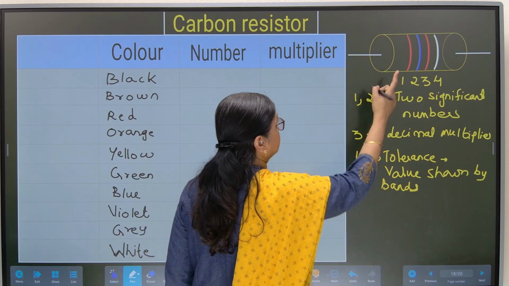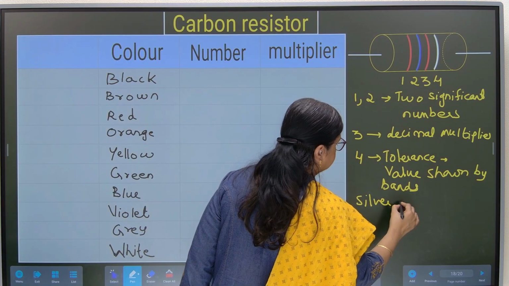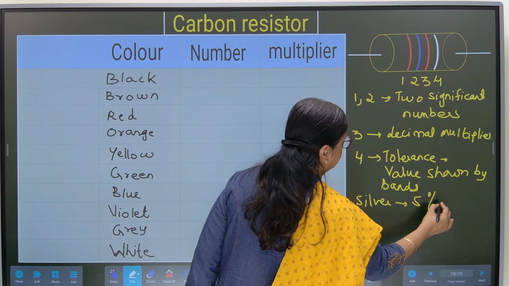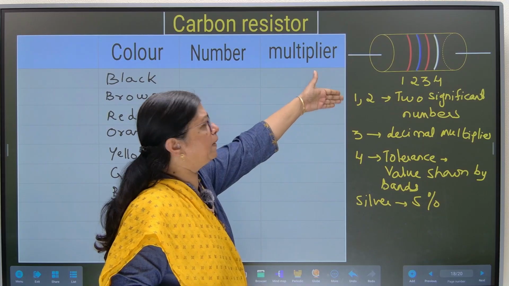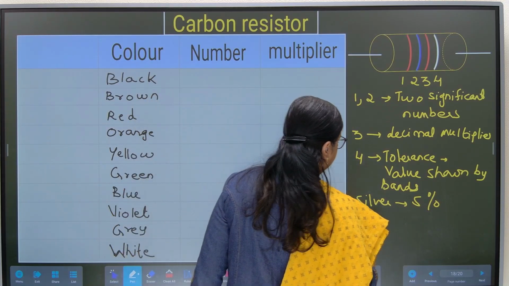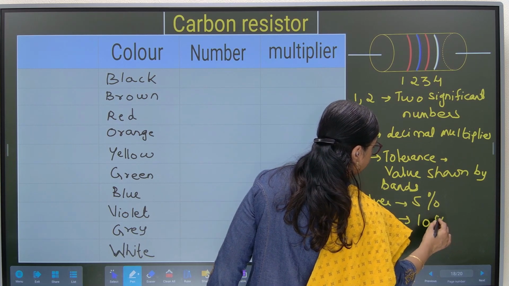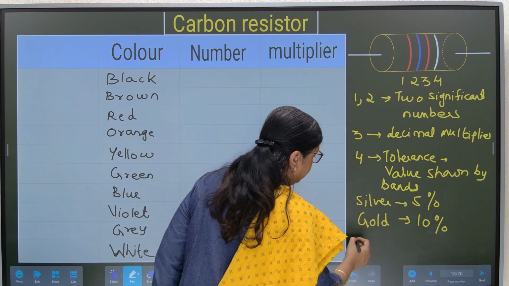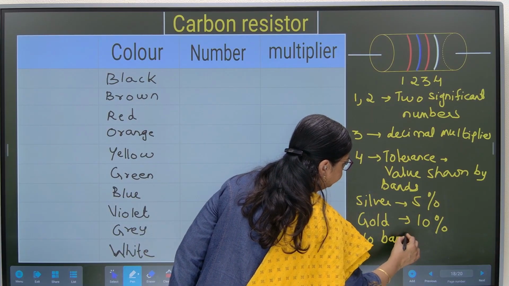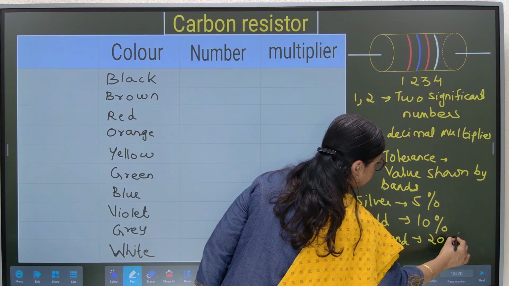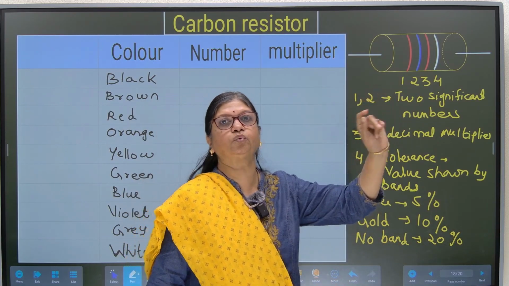If it is a silver band, then the tolerance is 5%. That means it may have a variation of 5% from the value indicated by band number 1, 2, 3. If it is a golden band, then 10% tolerance. If there is no fourth band, that means only 3 colors are there, then 20% variation is possible from the value indicated by band number 1, 2 and 3.